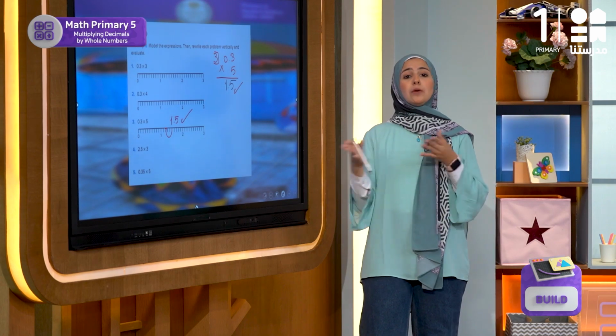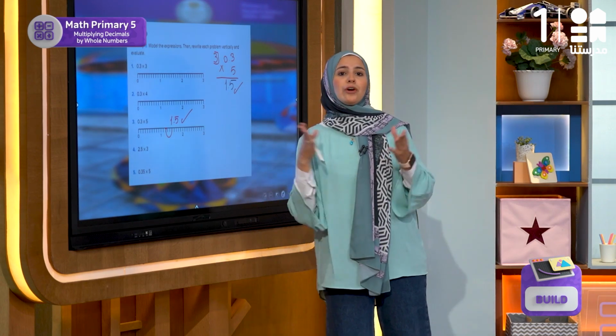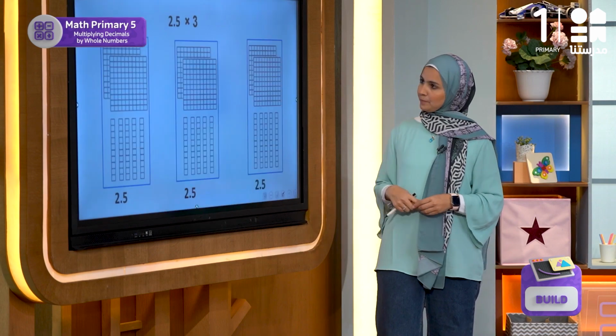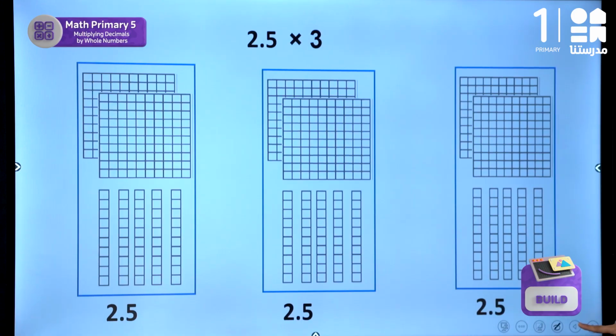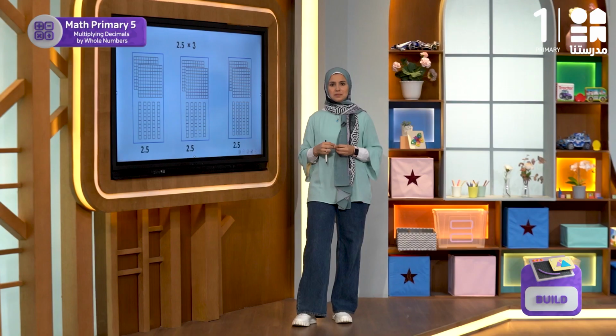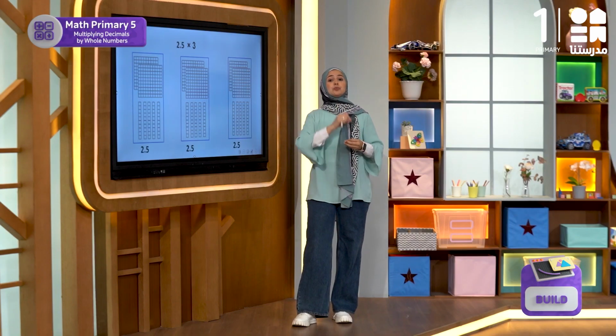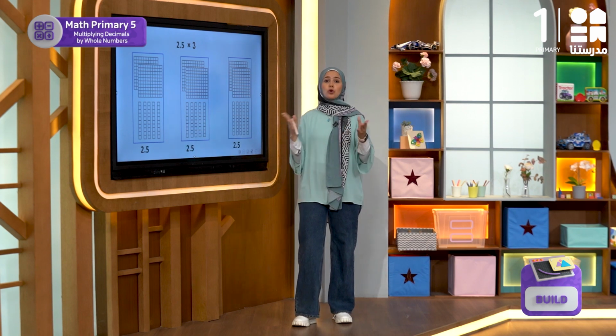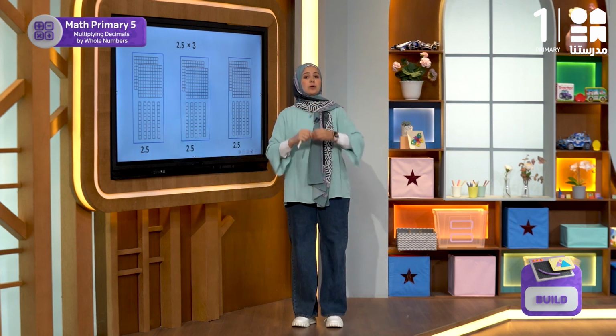Now, we are multiplying here in question 4. Let's take a closer look. Now, what do I have over here? This is 2.5 times 3. Now, what do I see? 2.5, which is a decimal number, I'm going to multiply it by 3, which is a whole number.